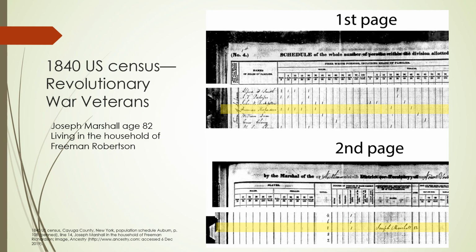In this example, Joseph Marshall is listed with his exact age of 82, making his birth year 1758. How often do we find information like that? Another clue is that Joseph Marshall, the veteran, is living with Freeman Robertson. Is Freeman a son, a grandson, a son-in-law, or another relative? It's something to follow up on.